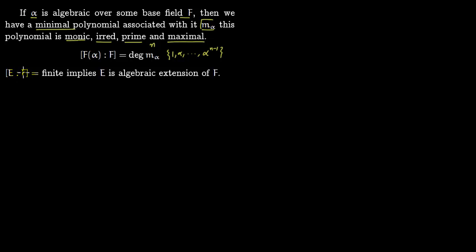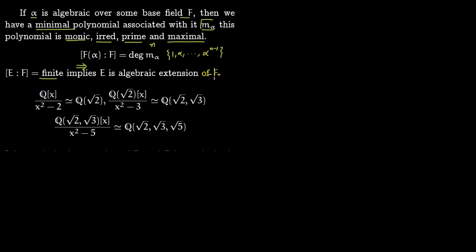So the degree of the extension was precisely the degree of our minimal polynomial, and the basis was 1, alpha, all the way to alpha^(n-1), if the degree of our polynomial was n. So the degree of m alpha was n, then this was the basis. We also showed that if the degree of such an extension E over F is finite, then this would imply that E is an algebraic extension of F.